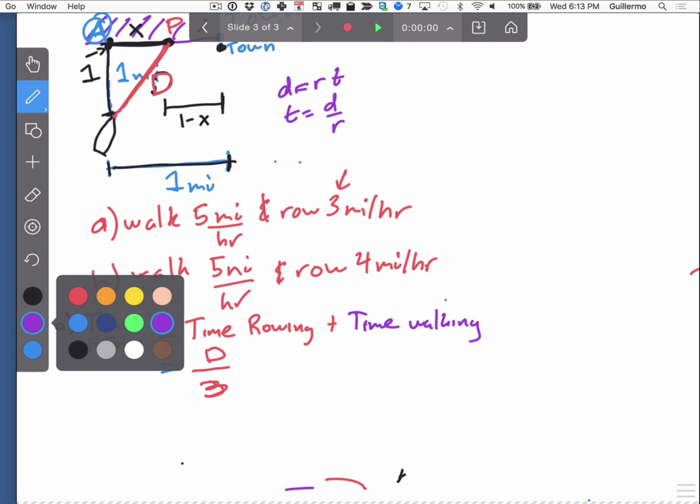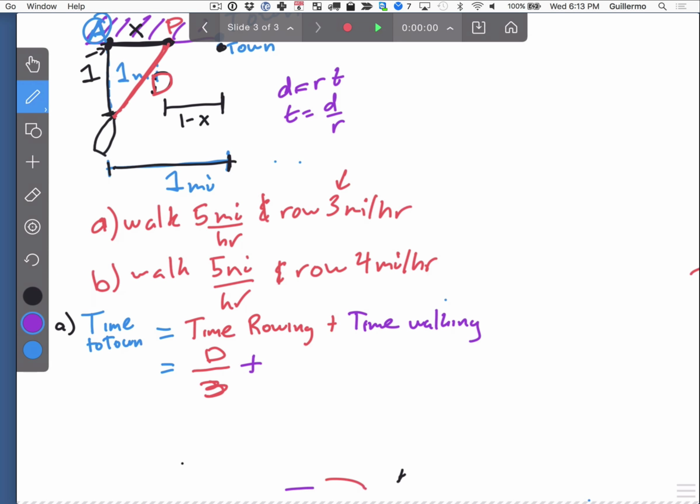Okay, and then plus the time spent walking. So what would that be? What's the distance spent walking? 1 minus x. Yep. And then that divided by 5, right? Because that's the rate you can walk at. Does that make sense? Okay, so how are we doing there? So not quite one variable yet, right? What can we do to write this as a function of one variable?